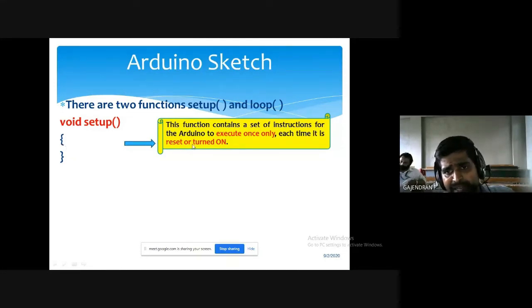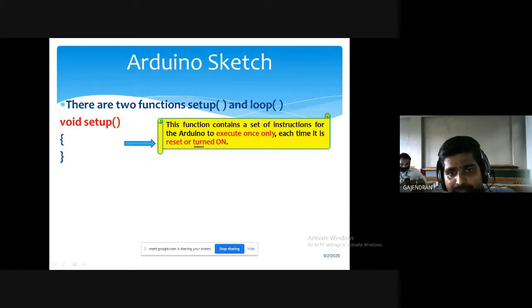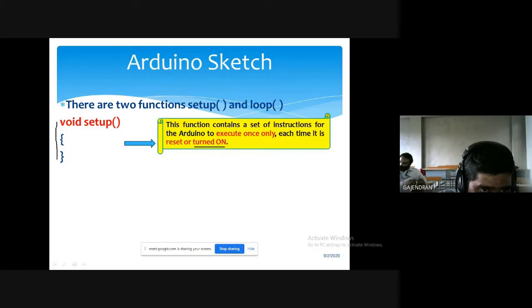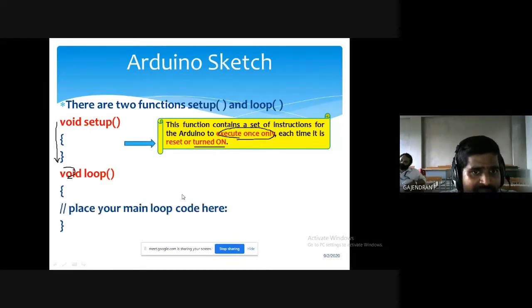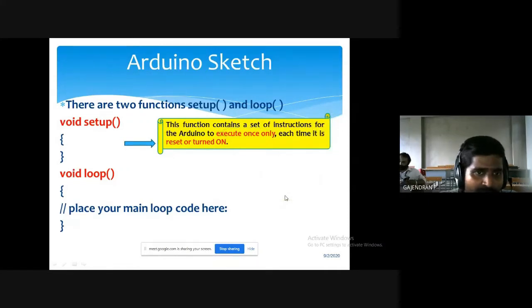This particular function will execute whenever you reset your system or whenever you turn on the system; it will start executing from void setup. How many times will it execute? Only once. Thereafter, it will go to the next line. Next line, what do you have? By default, here you have the function named void loop.